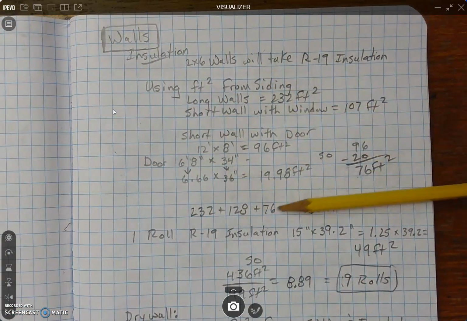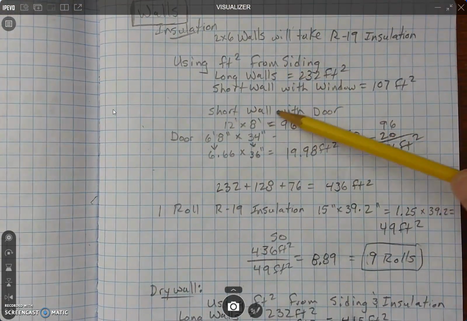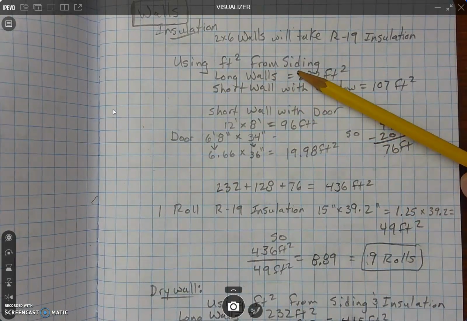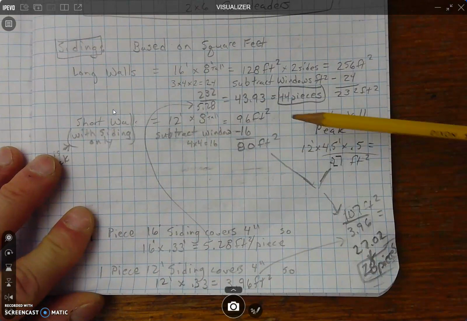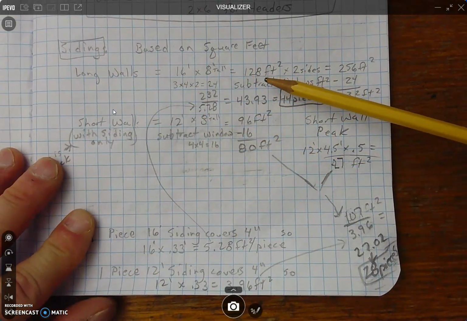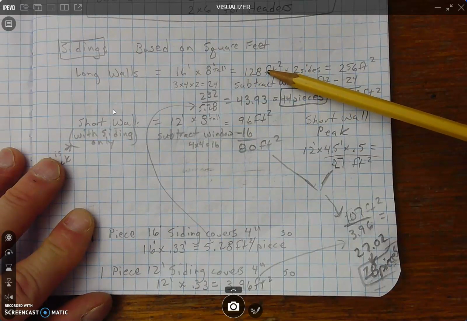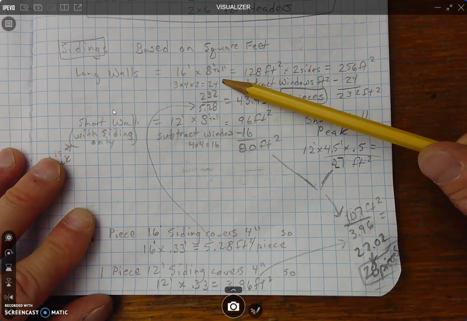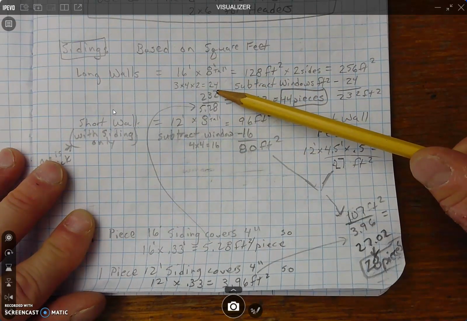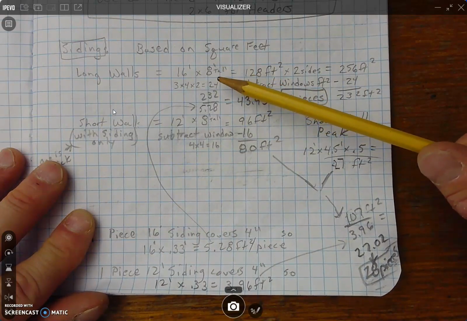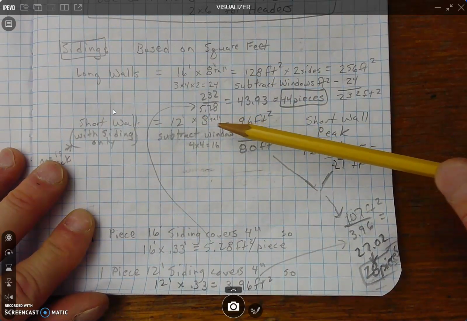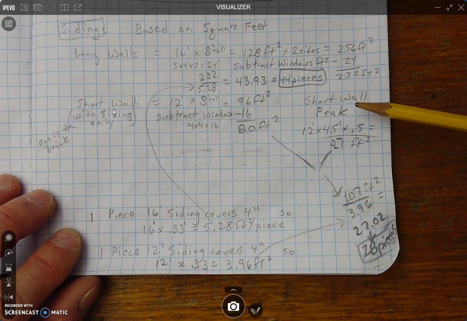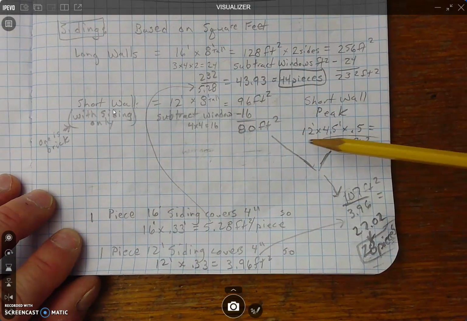As you can see, on this one, I don't figure out square footage, because I already have my square footage numbers. I say right here, using square footage from our siding, because over here, I figured out square footage. The square footage for my long walls was 128 square foot per long side minus the window that we had, right? We had a 3x4 window on each side, which adds up to 24 square feet. So 232 total square feet for both of our long walls. And then the same type of thing on our short wall: 96 square feet minus our one window, and we had to add our peak into that.